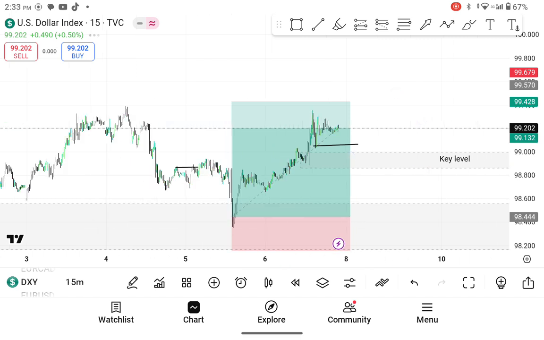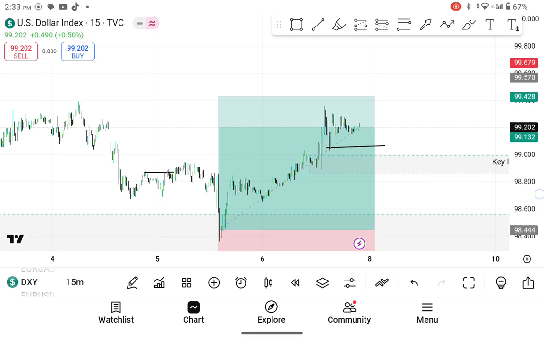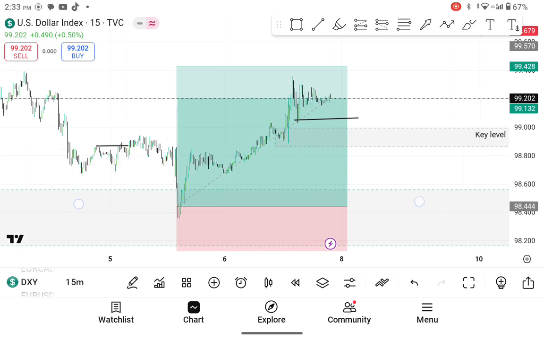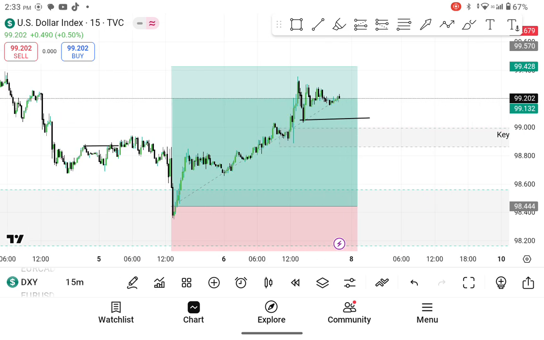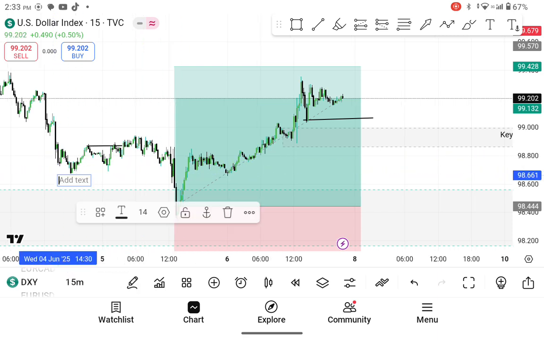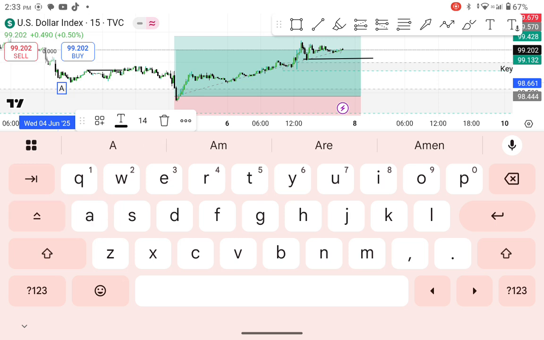So the only thing is you just need to be watchful, look at how the price will react, and then you know what to do. You see, because it was actually an AMD trade. It was actually an AMD. You can see here we had an accumulation phase.